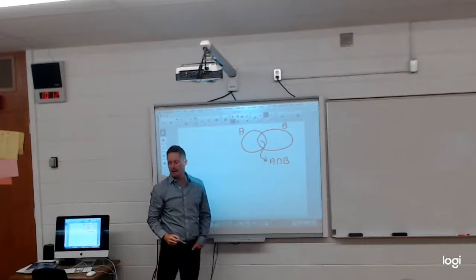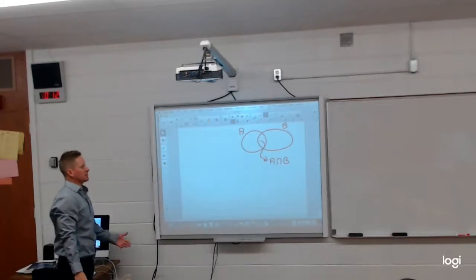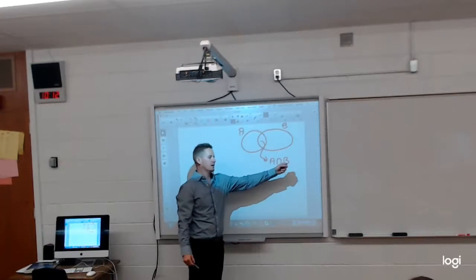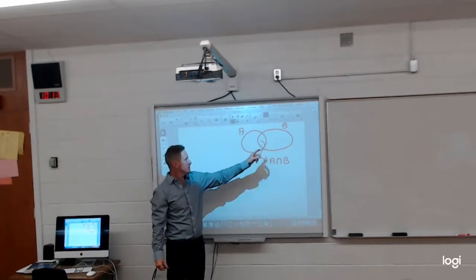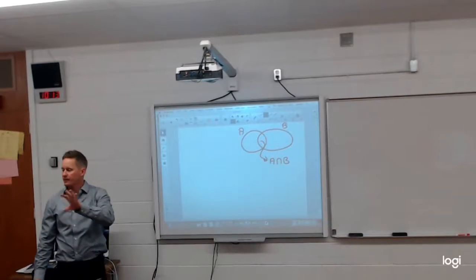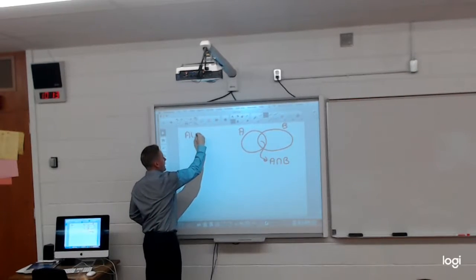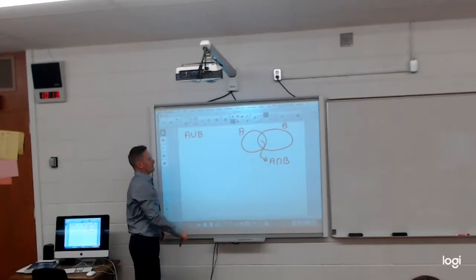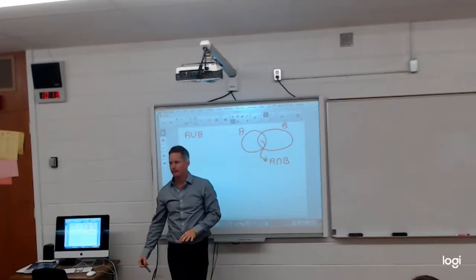is A and B. Now the best way to remember the notation, this looks like an A. If I put a line across, it's an A. That means and. Okay? So that is the part of the set that's shared between the two. So that's A and B. A union B means all of it's in this and all of it's in that.